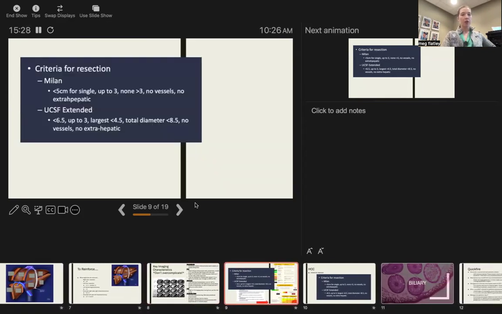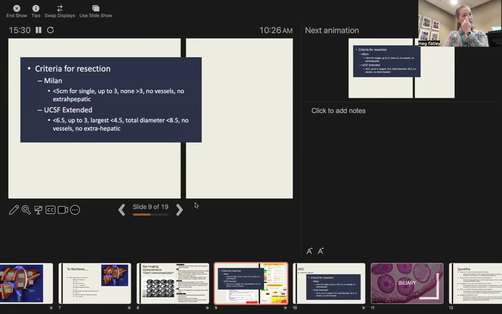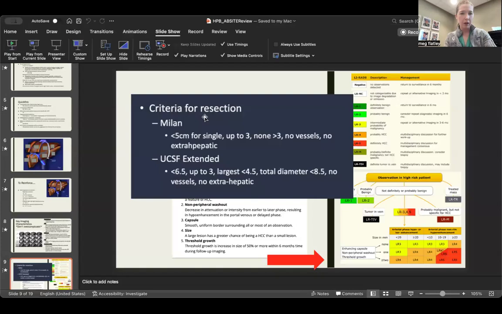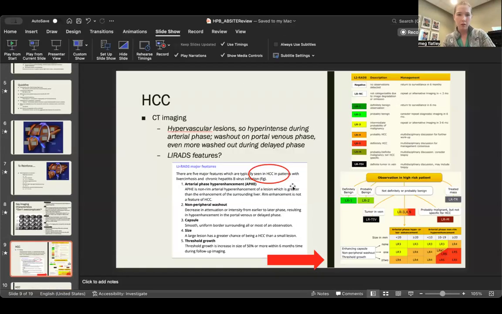All right, criteria for resection. I think this slide is a little out of order, but good things to review are the Milan criteria. And then I haven't really seen them ask about the San Francisco extended criteria. The Milan criteria are pretty high yield when it comes to colorectal liver mets. Review that before the exam. I think this kind of got out of order a little bit. Let's do this.